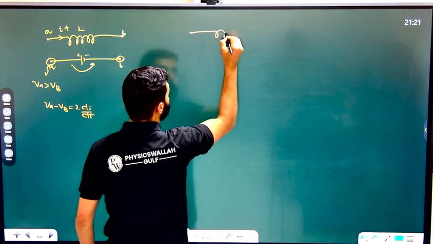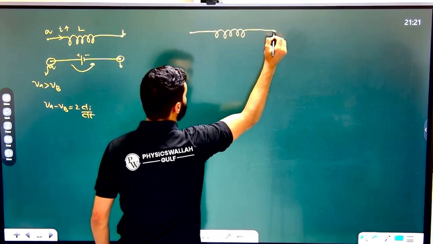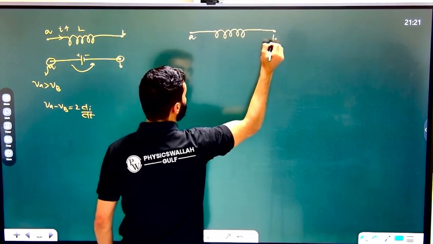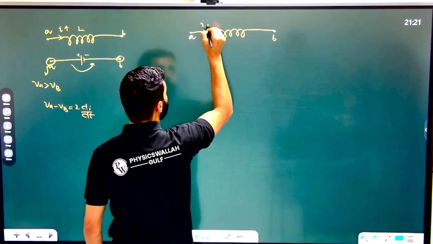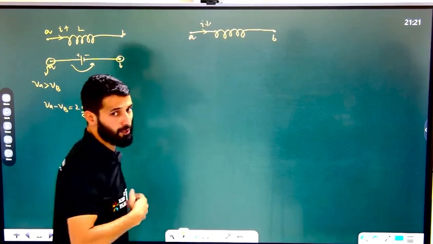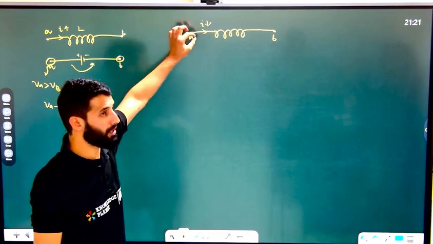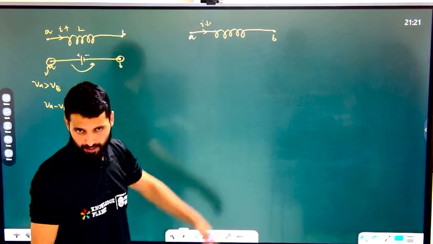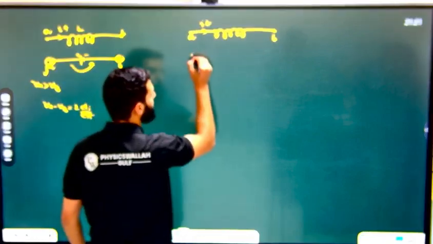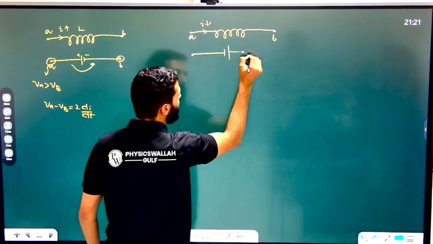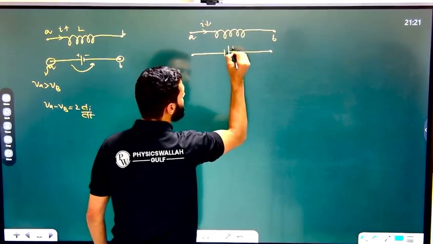What if in an inductor I have point A, I have point B. Now what I do is I lower the current. Once I lower the current, it will support the cause. What is the cause? Lowering current. Lowering current will try to increase the current. How will it increase the current? By behaving like a battery, like this.